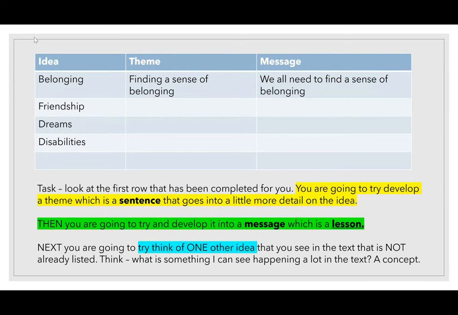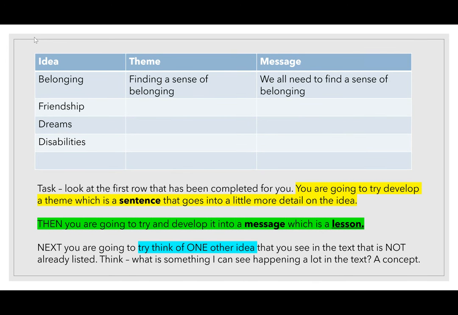The message is something that's a complete sentence that we can take away as a lesson. So we all need to find a sense of belonging. So that's a message that you can take away from it. So you look at the idea of belonging and you come away with that message. You look at the idea of belonging and you can get the theme that we are finding a sense of belonging.